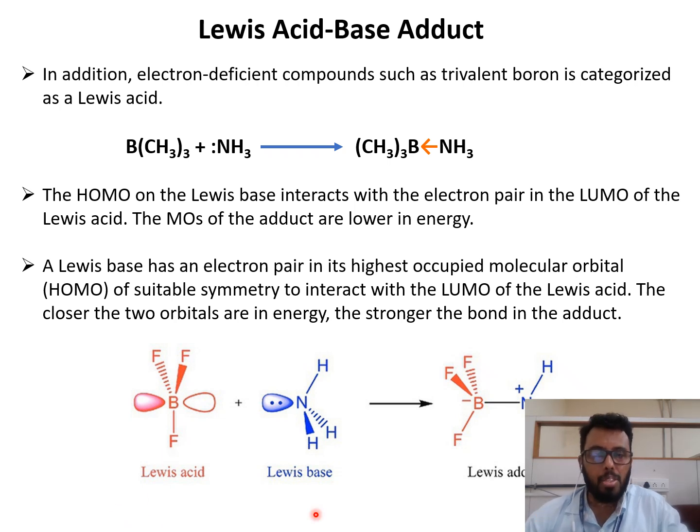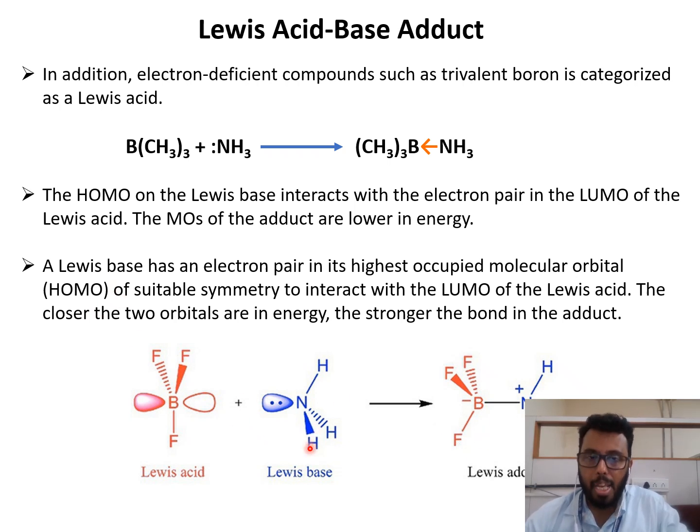And this lone pair will be donated to the vacant p orbital of boron, and it will accept this, and it will form a coordinate bond. This applies to B(CH3)3 as well. As a result, a coordinate bond will be formed. So the nitrogen will have a positive charge since it is donating the electron, and since boron is accepting the electron, it will have the negative charge. A Lewis base adduct will be formed.